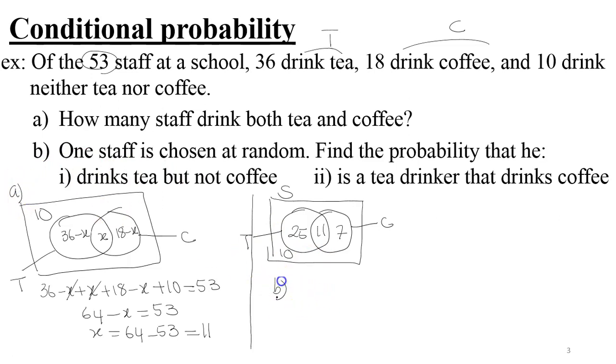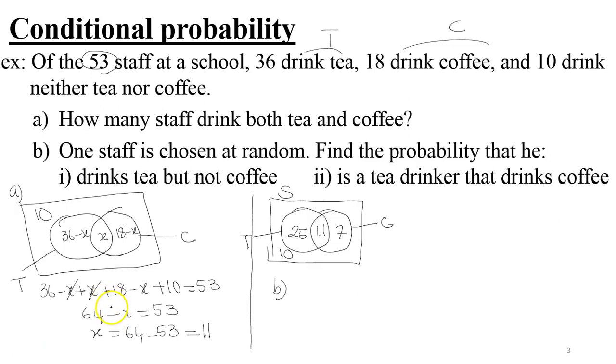Now in part B, we have two parts. We are given that one staff is chosen at random, and we need to find the probability that he drinks tea but does not drink coffee. Now, sometimes by reading the question, it gets a little bit tricky to determine if the event they're referring to is an intersection or a conditional probability.